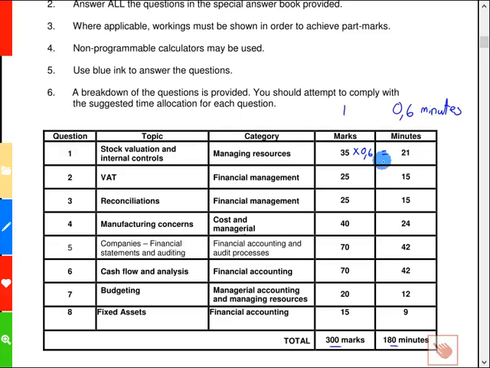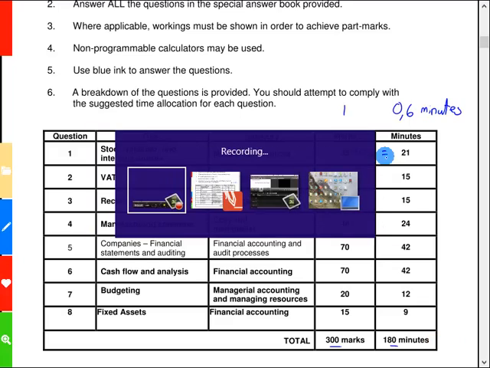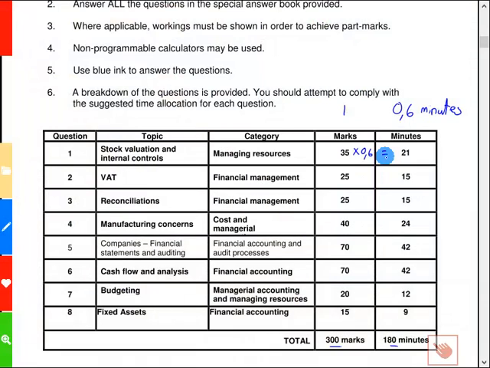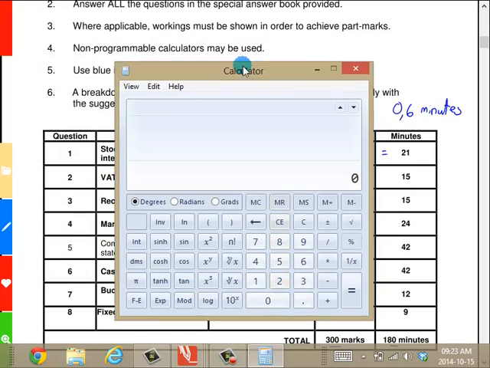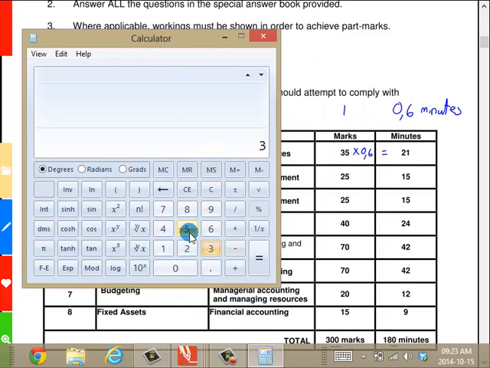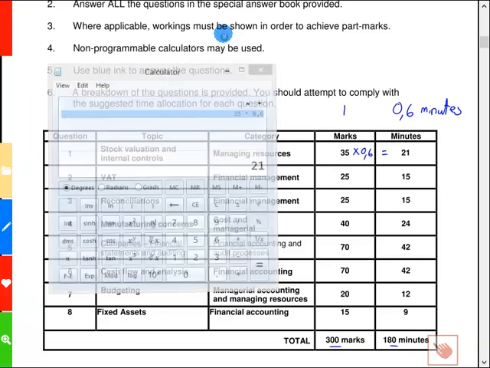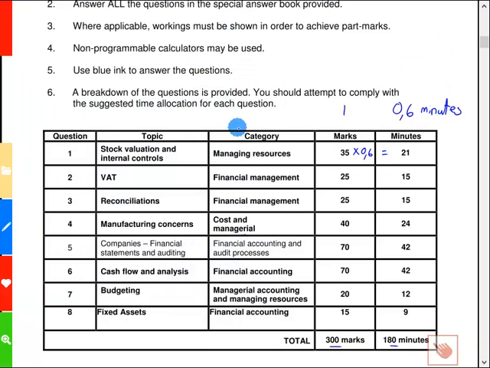So I just want to show you that. Right, so if we say 35 marks times 0.6, 21 minutes, and stick to your time. Okay, very important that you stick to your time.